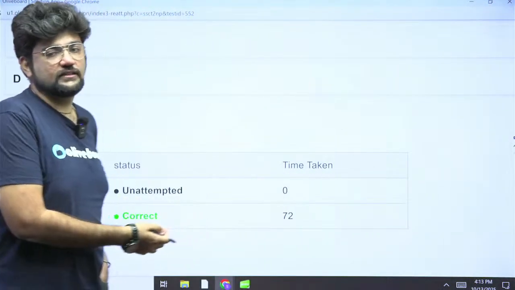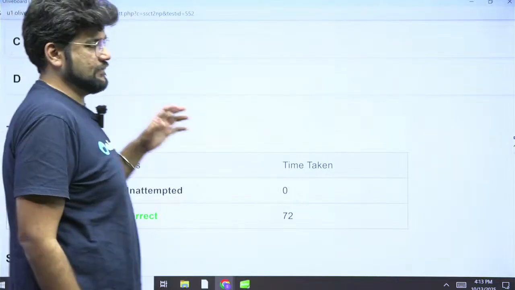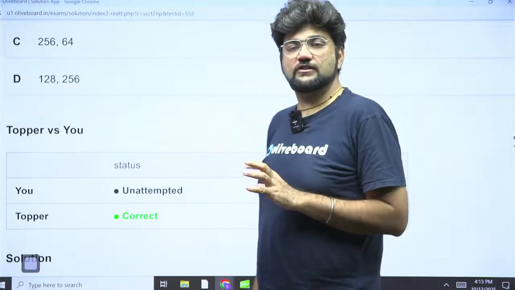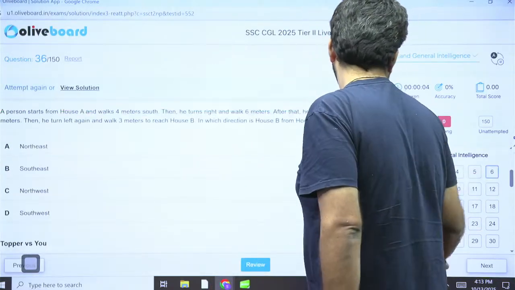I have not seen this. I did not see the topper's time first. But this is what happens. You got it correct and you think that you've achieved something, but in the end, they have succeeded, not you. Next.